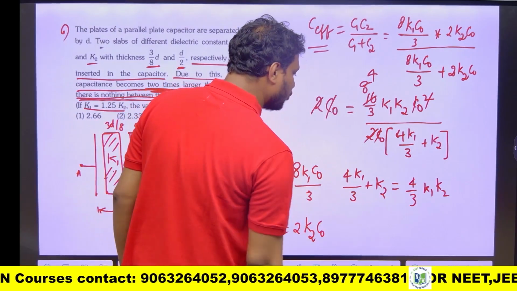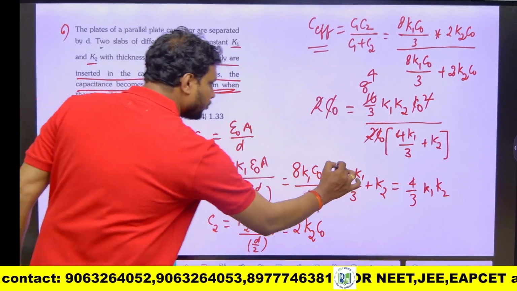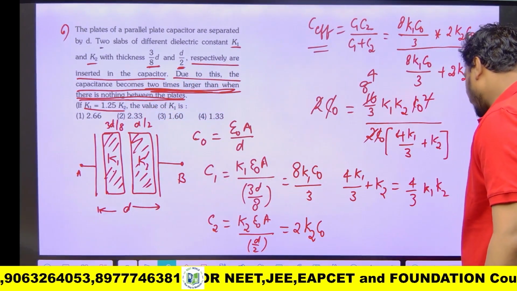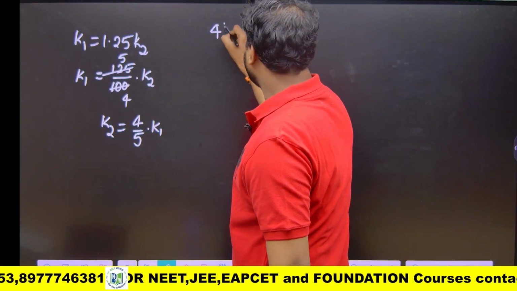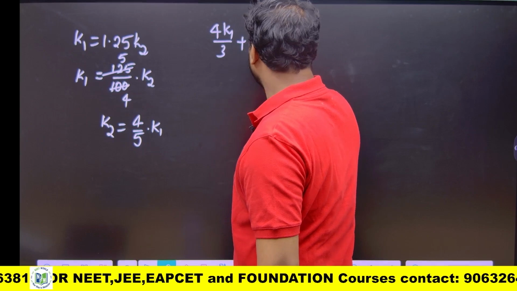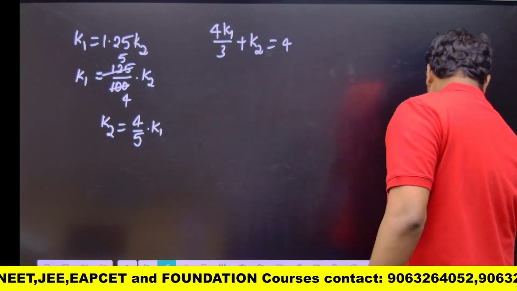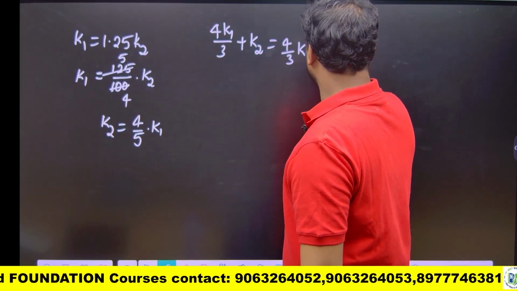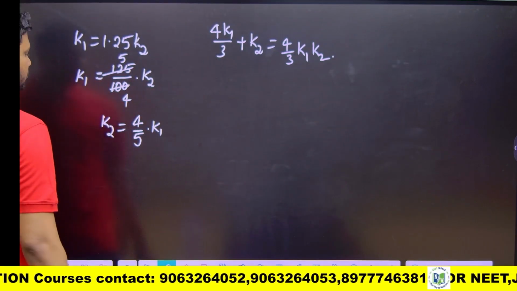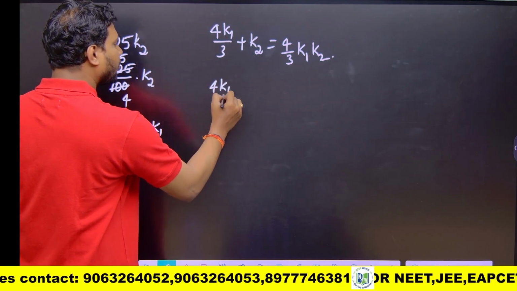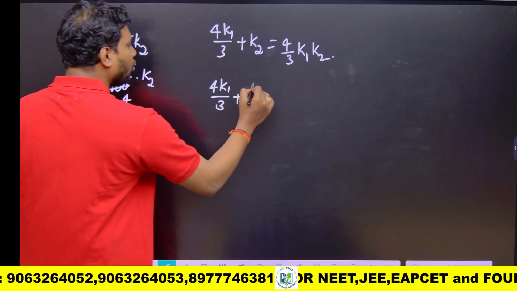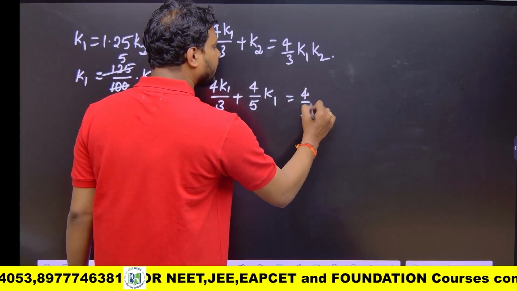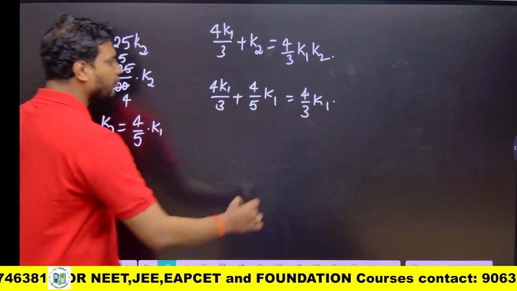This is the equation we will substitute. So what is that equation? 4K1 by 3 plus K2, which is equal to 4 by 3 K1 K2. Now if I substitute the K2 value here, you can write it like this: 4K1 by 3 plus K2 value, which is 4 by 5 K1, is equal to 4 by 3 K1 into K2 value, which is 4 by 5 K1.